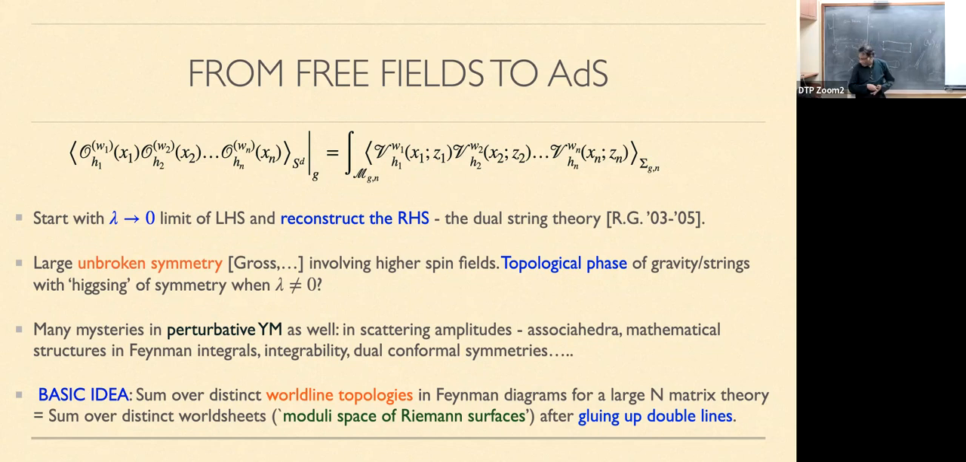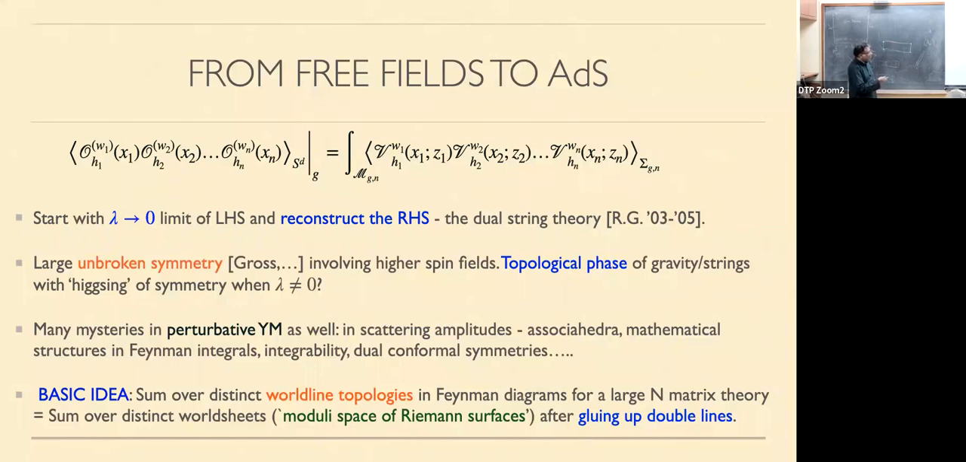The basic idea here, in an approach I've been advocating, is, as I said, we come back to this idea of trying to make this equality manifest. One way to make it manifest is, of course, you want to show that this side, in this lambda goes to zero limit, is a sum over distinct world line topologies. That's just a fancy way of saying a sum over different Feynman diagrams of different topologies.